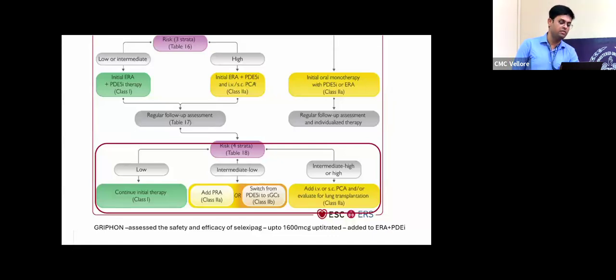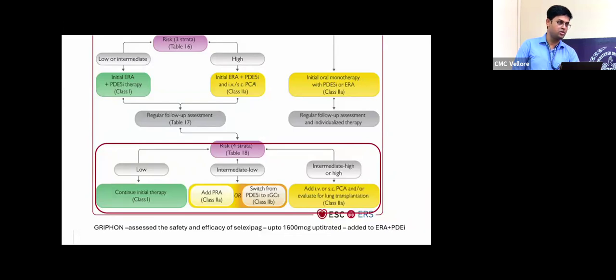As of now, even when they tried triple therapy at the first instance, it was not much beneficial. The cost of therapy goes up very high. After classification into low, intermediate low, and intermediate high risk, again the class 1 recommendation is for the low group, where you continue the dual therapy, and the others are all based on weak evidence.